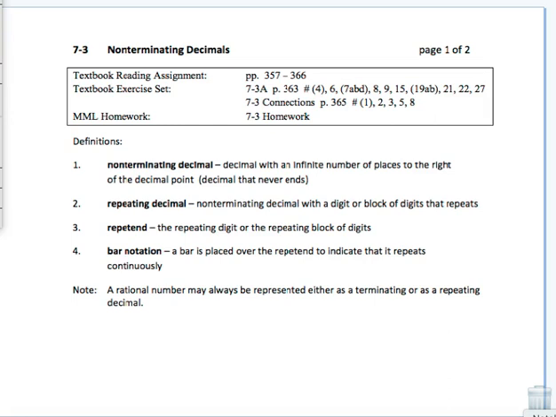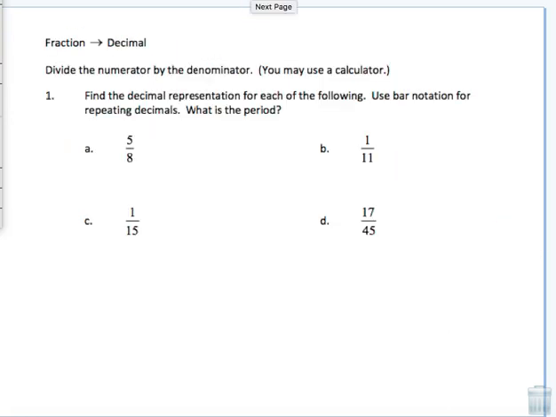Note, a rational number may always be represented either as a terminating or as a repeating decimal. And so that's a really good thing to think about. A rational number may always be represented either as a terminating or repeating decimal, and we'll talk about that throughout these notes. First thing we're going to talk about is going from fraction form to decimal form.